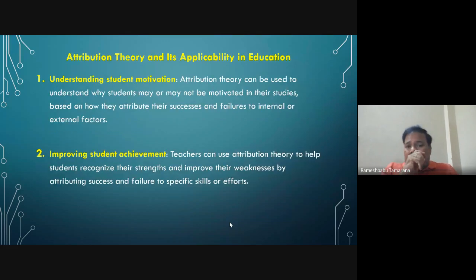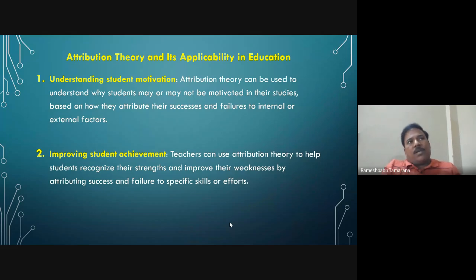And also, if you look at how attribution theory can be applicable in education, I thought of coming up with this particular idea, and it was also mentioned in the textbook. I hope most of you have children, and probably you could relate to these concepts while I'm going through them, and see how you can apply this attribution theory.